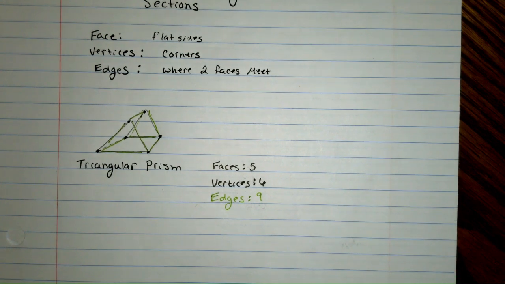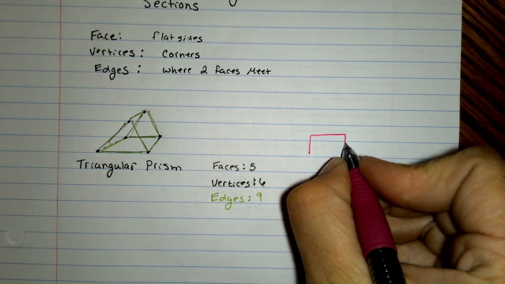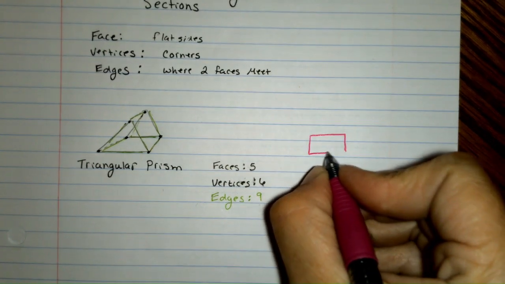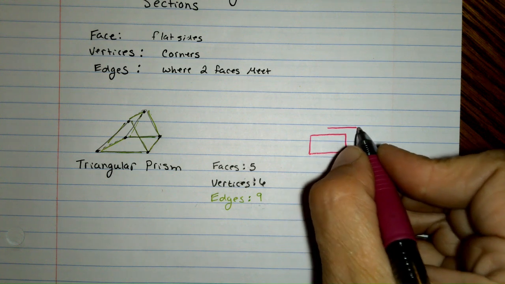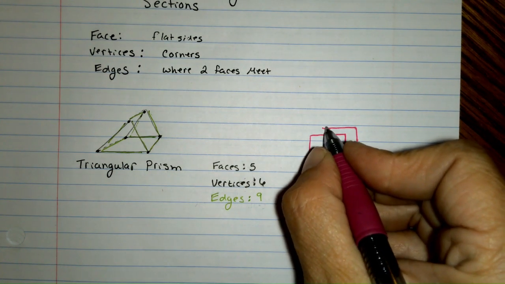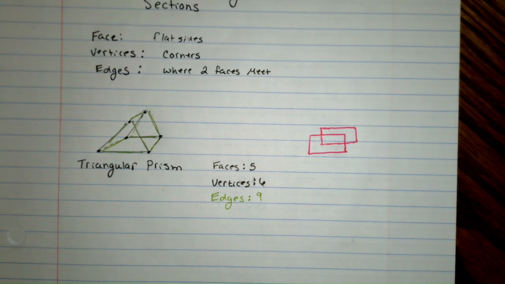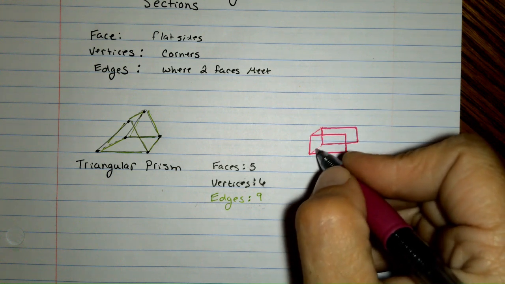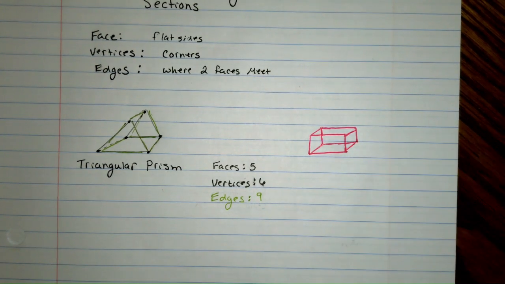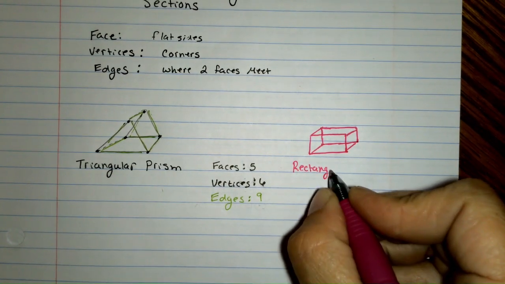Okay, so the next one that you're probably familiar with is, let's draw a rectangle. And again, I go up and to the right. I don't know why up and to the right, it's just the way I do it. Try to draw the same size. So now I have 2 rectangles drawn. Connect, connect, connect, connect. Now we have a rectangular prism, or a box.